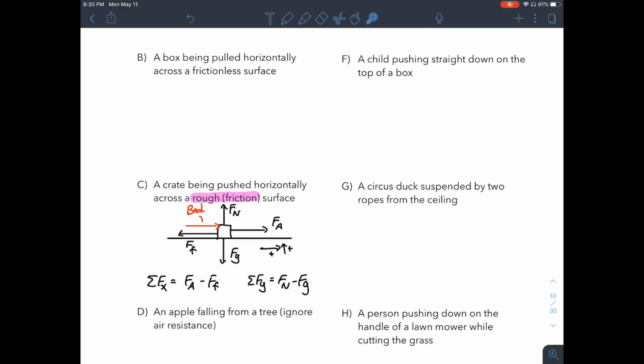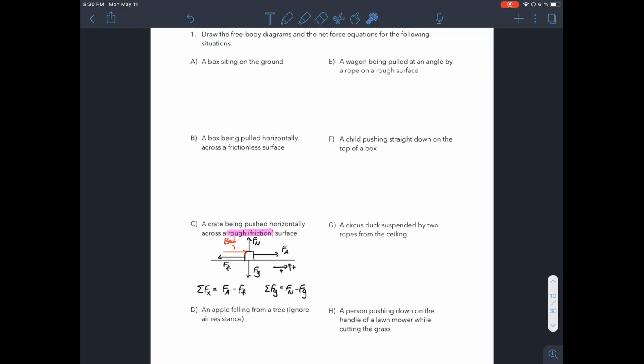Next one that I'm going to do with you is a wagon being pulled at an angle through a rough surface. On a rough surface, so we've got being pulled, we've got a tension at an angle, right? And we've got a rough surface, which tells us there's friction.